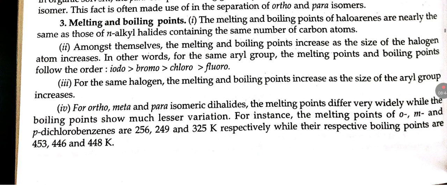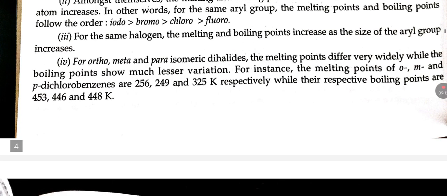This fact is often made use of in the separation of ortho and para isomers. Melting and boiling points: the melting and boiling points of haloarenes are nearly the same as those of an alkyl halide containing the same number of carbon atoms. Amongst themselves, the melting and boiling points increase as the size of the halogen atom increases. In other words, for the same aryl group, the melting points and boiling points follow the order: iodo, bromo, chloro, fluoro. For the same halogen, the melting and boiling points increase as the size of the aryl group increases.